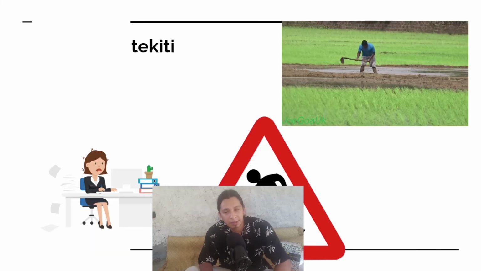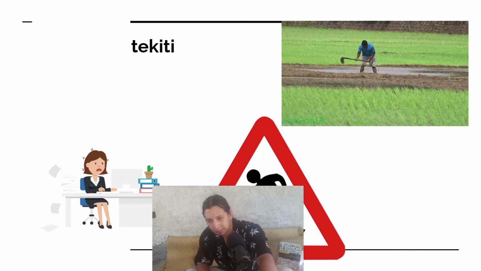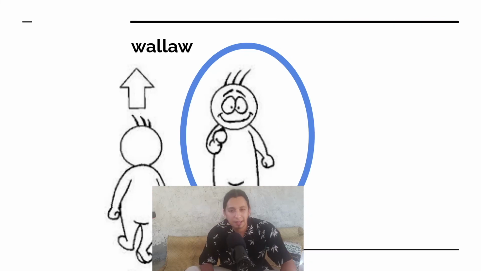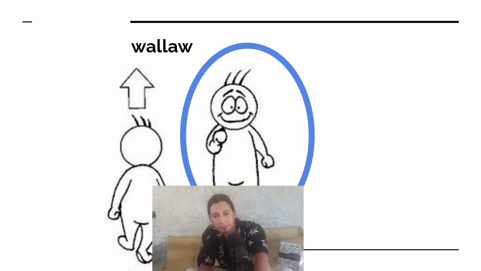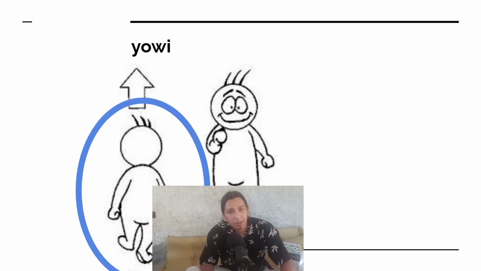Tequiti. To work. General word that means to work. Ni tequiti. I work. Wala. Wala means to come. Come over here. I can say, Shiwala, come over here. Yowi sometimes becomes Yah. Yowi or Yah means to go. So if I tell you go, I would say Shia. Means go. Leave, go. Shia.